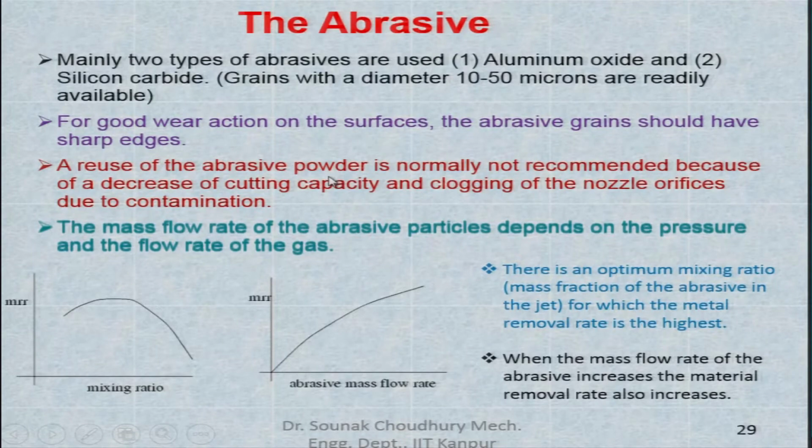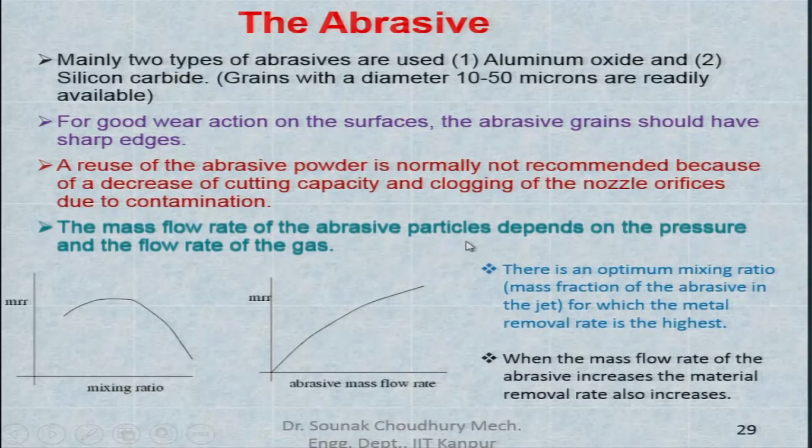Reuse of the abrasive powder is normally not recommended, because it is already worn out. There is a decrease of cutting capacity and clogging of the nozzle orifices due to contamination. So, normally the abrasive powder which has already been used once is thrown out, because each of the grains will be worn out. Their cutting ability will be less, and they will consume more power with rubbing, without giving the proper accuracy and quality of the workpiece.